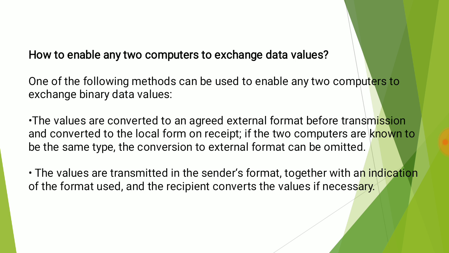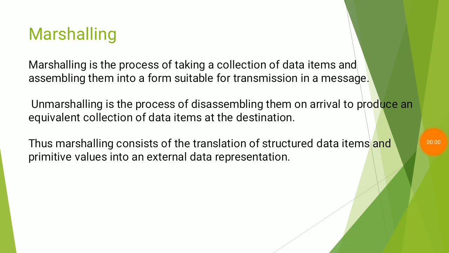So how to enable any two computers to exchange data values? One of the following methods can be used to enable two computers to exchange binary data values. The values are converted to an agreed external format before transmission and converted to the local form on receipt. If the two computers are known to be the same type, the conversion to external format can be omitted. The values are transmitted in the sender's format together with an indication of the format used, and the recipient converts the values if necessary.